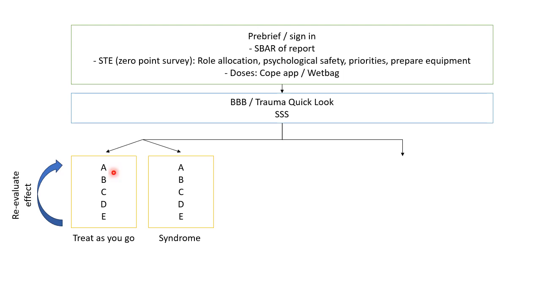So if it's an A problem, then we'll treat with sufficient adjuncts, like an oropharyngeal airway or a nasopharyngeal airway, bag valve masking, jaw thrusts, basic airway maneuvers, without too much consideration of what the cause is.